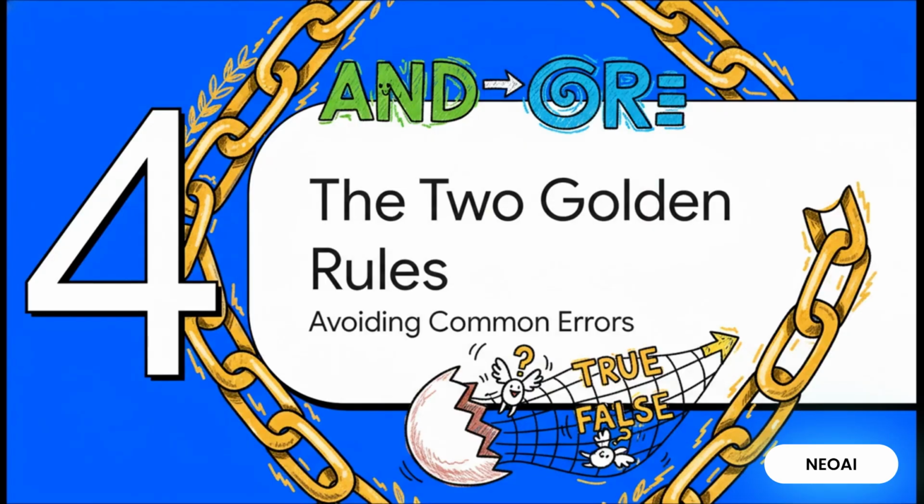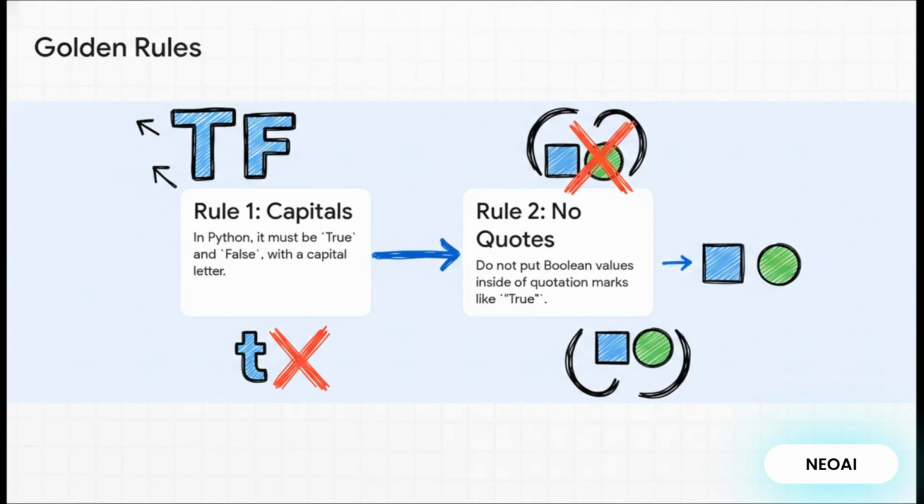Now, using Booleans is super easy, but there are two golden rules you absolutely have to follow. Getting these right will help you avoid some of the most common mistakes that beginners make. Let's make sure you never fall into these traps. Okay, rule number 1. In Python, true and false must start with a capital letter. If you type lowercase true, you're just going to get an error. And rule number 2, and this one is so important, never, ever, ever put them inside quotation marks.